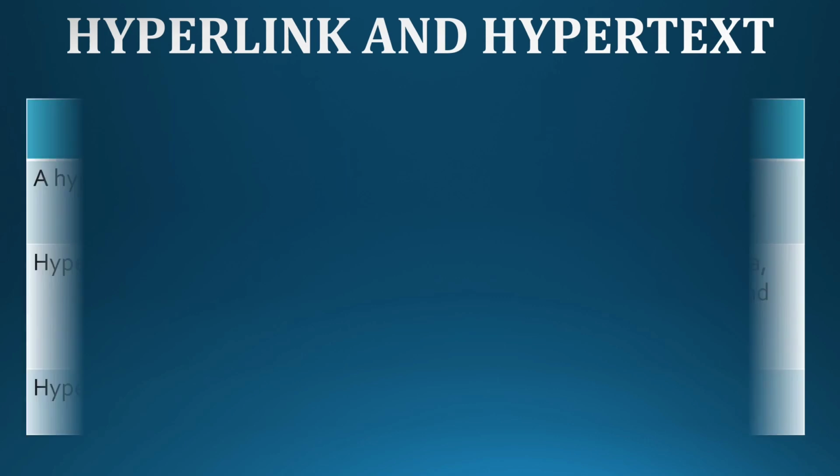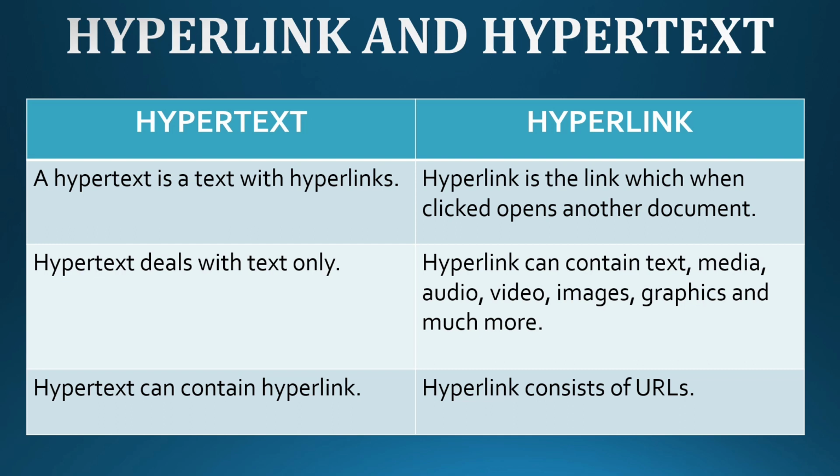Next is hyperlink and hypertext. Children, we'll understand hypertext and hyperlink with this table. Hypertext is text with hyperlinks. A hyperlink is a link which, when clicked, opens another document. Sometimes you browse a website and you find some blue text or some pictures. On clicking that picture or text, you can go to different web pages of the same website or any other website. Hypertext deals with text only, because it is text, hypertext.